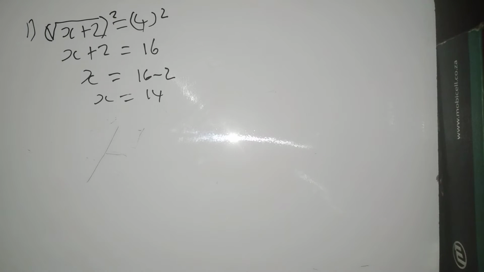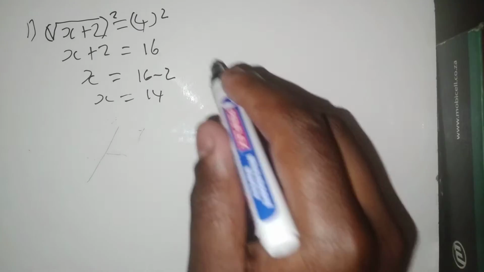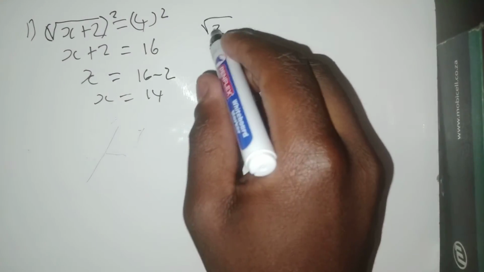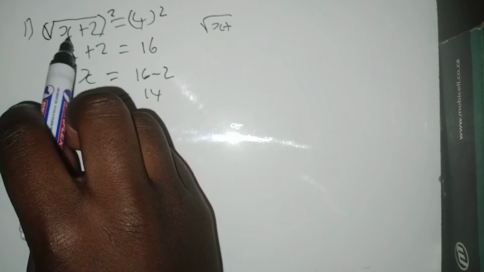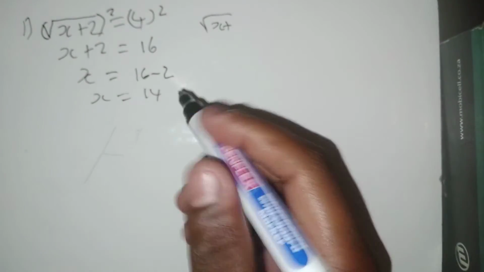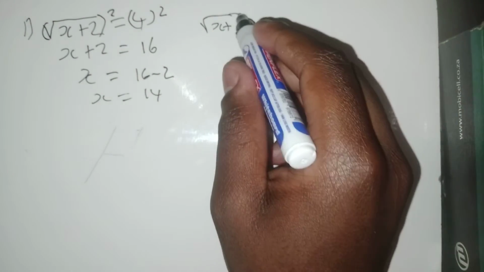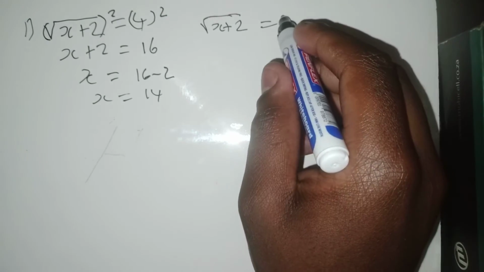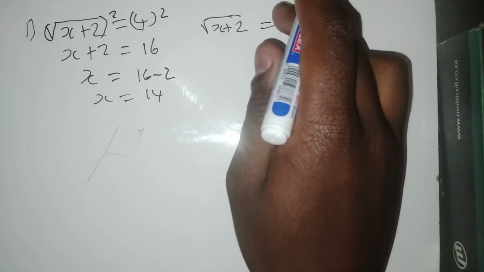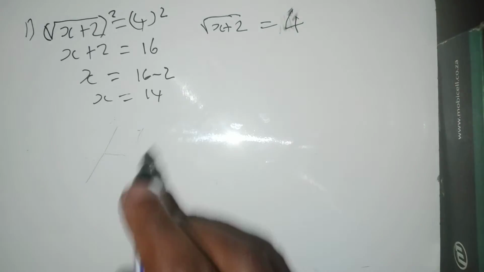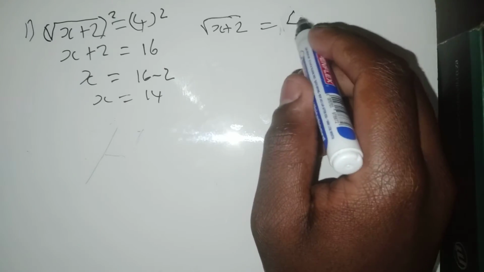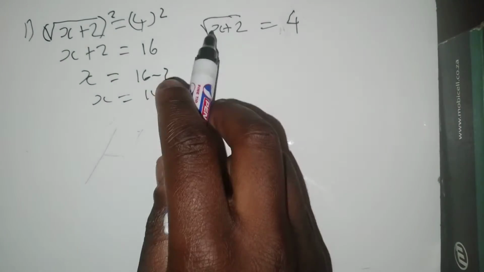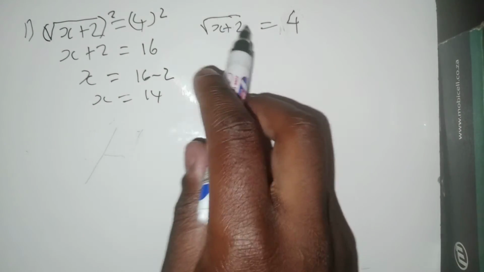Let's check if the solution is valid. Remember, always check when there's a square root. In the left hand side we had this. I'm not saying you must write this. You just type in the calculator and check if the left hand side is equal to the right hand side. If it is equal, then it means it is valid. If it is not equal, then it means there is no solution. The original question was that. If I plug in 14 plus 2 is 16, the square root of 16 is 4, so it's valid.